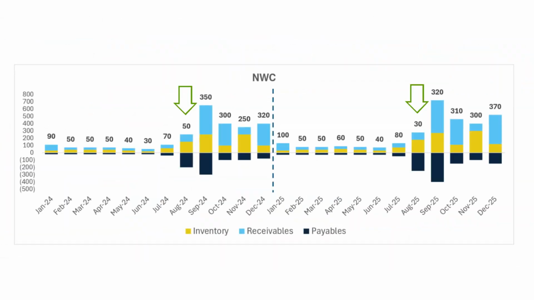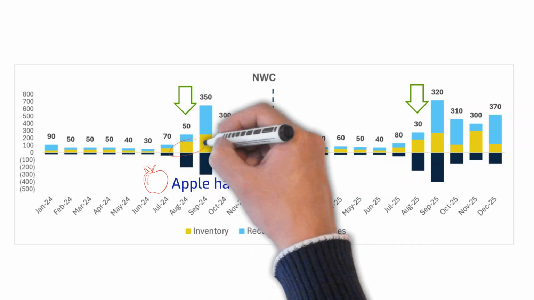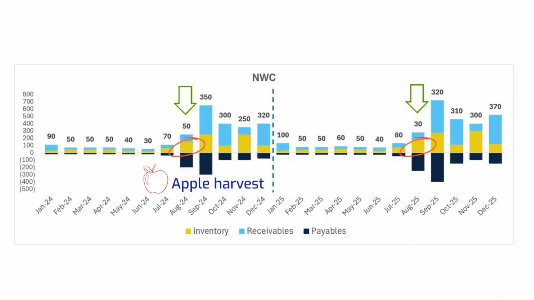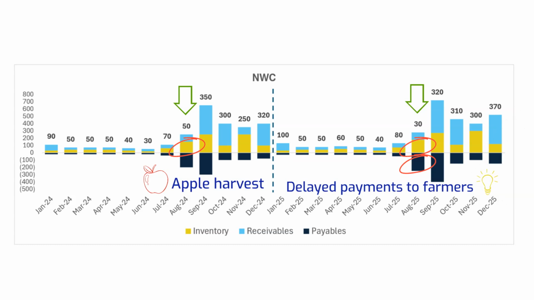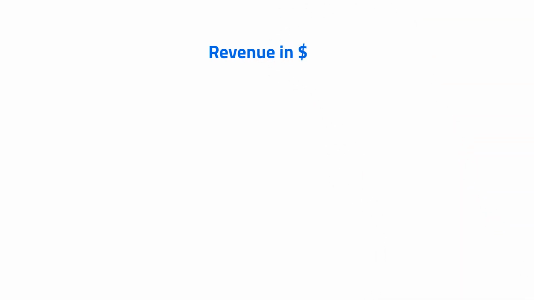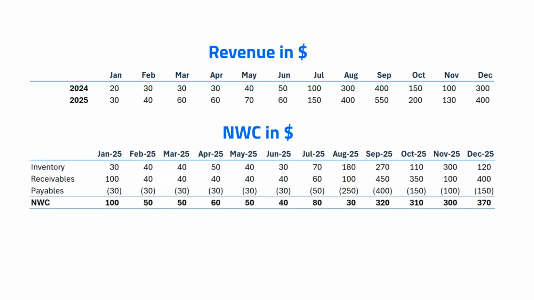Our suppliers, farmers, start harvesting their apples in August and start delivering them to us. That's what we see as the increase in inventory. Also, our payables, the amounts we owe our farmers, increase. We can delay our payments for delivered apples until we collect money from our customers. At the same time, in August, we start selling apples to our customers. We see that our sales in August increase faster than our receivables. That means we are rather effective in managing collection of money from our customers.